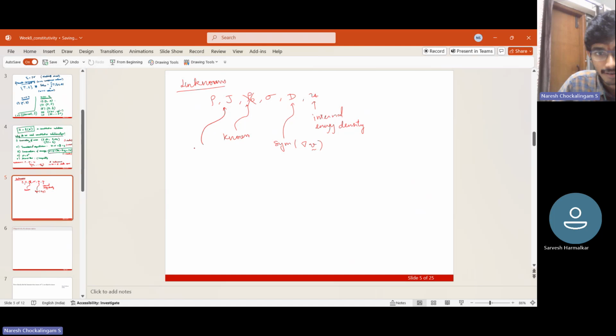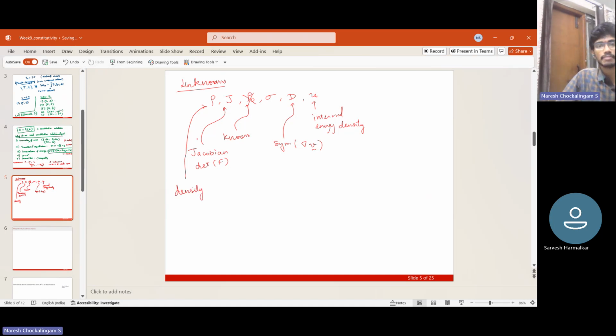J is the Jacobian of the deformation gradient. So it is det of F. And rho is a field variable. So it's a density.